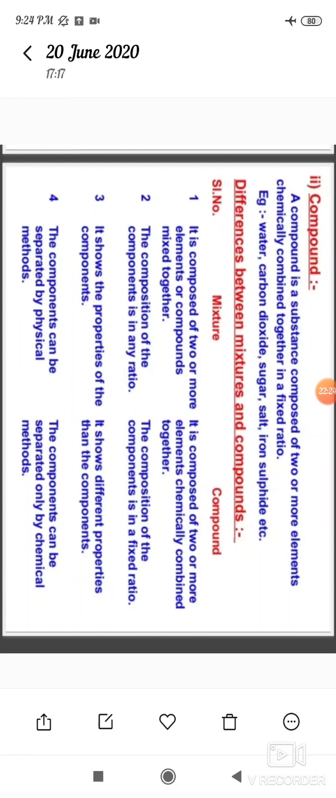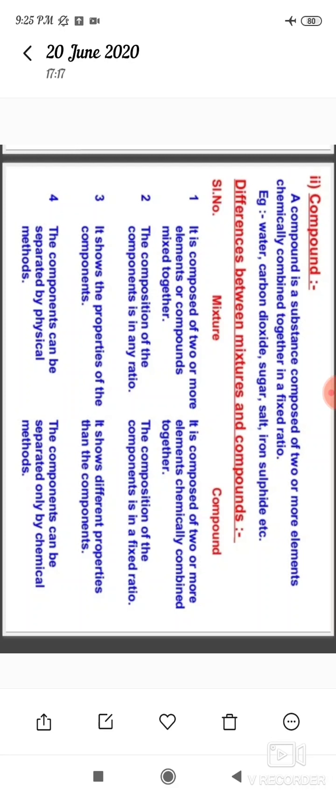And then compound. A compound is a substance composed of two or more elements chemically combined together in a fixed ratio. A compound is a substance composed of two or more elements chemically combined together in fixed proportions. That's why it is called a compound. For example, water, carbon dioxide, sugar, salt and iron sulfide are examples of compounds.